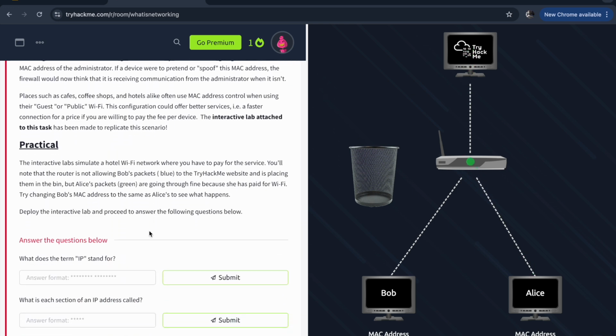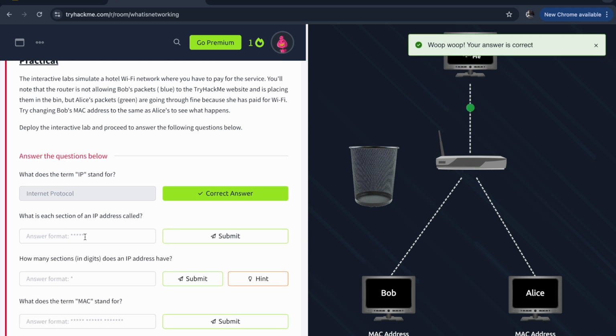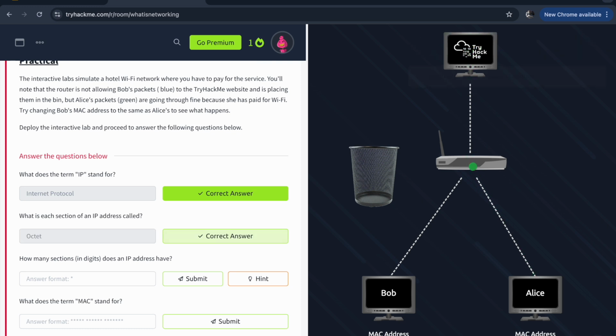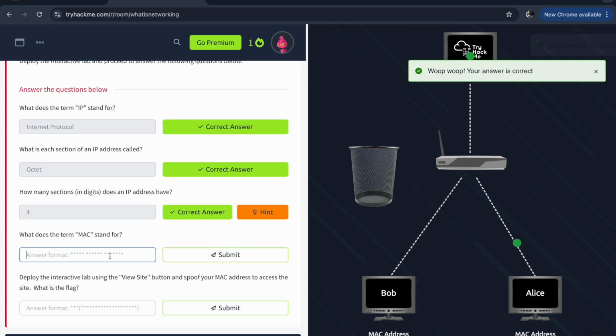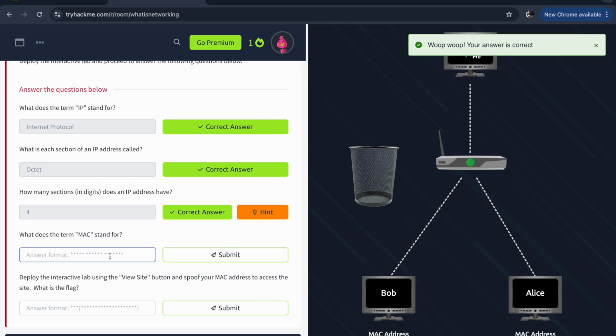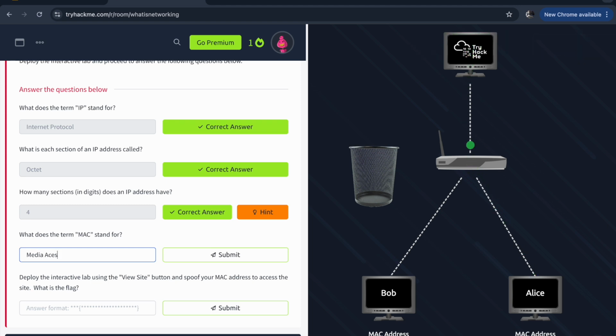Where are the questions? Right here. What does IP stand for? That would be Internet Protocol. What is each section of an IP address called? That would be an octet. How many sections? This should be 4: 10, 0, 10, 0, yep, 4. What does the term MAC stand for? That would be Media Access Control.